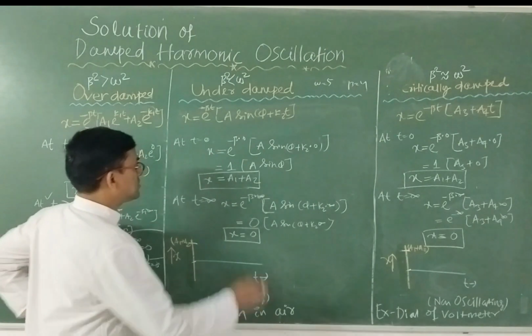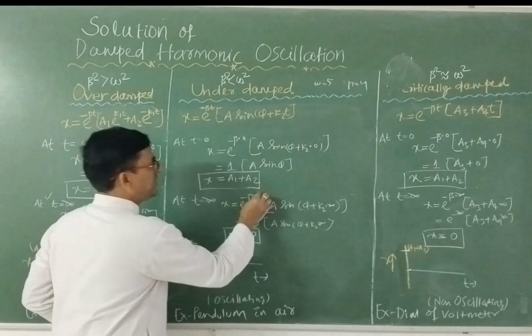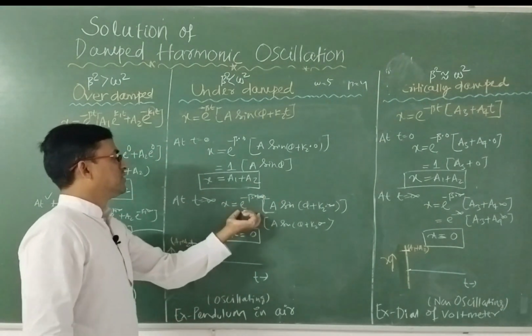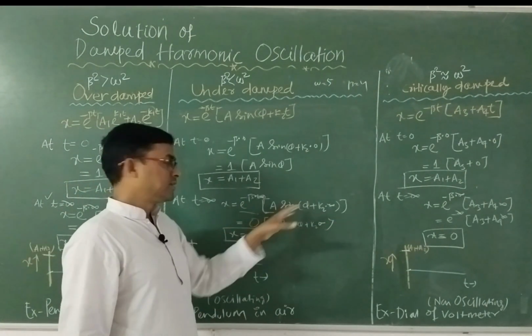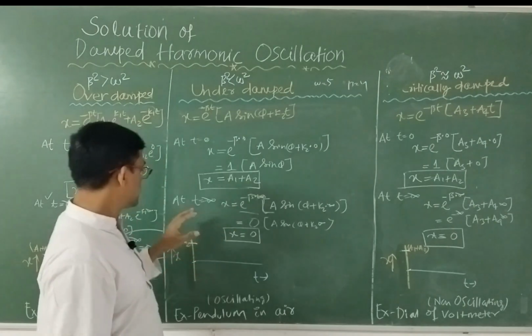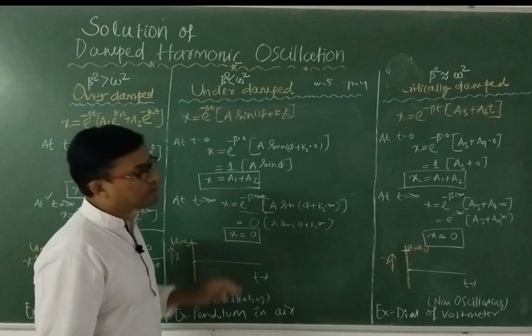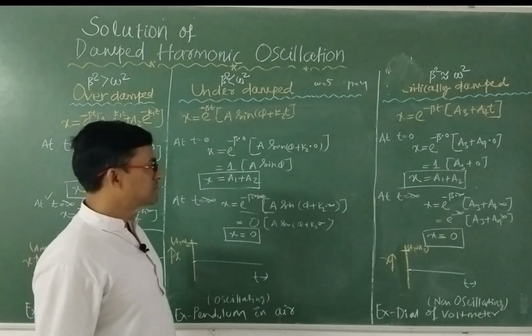Similar underdamped condition, so the same e to the minus beta t. If you put t equal to infinity, this portion e to the minus infinity is 0. Whatever the bracket is, the multiplication will be 0. So at t equal to infinity, underdamped also gives 0 amplitude, 0 displacement.